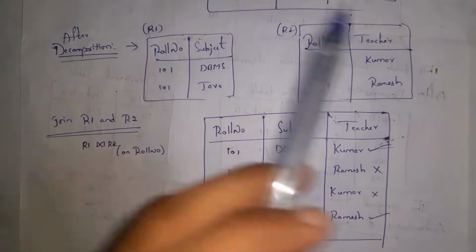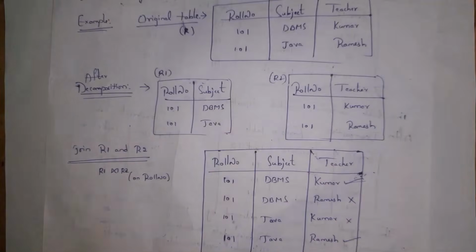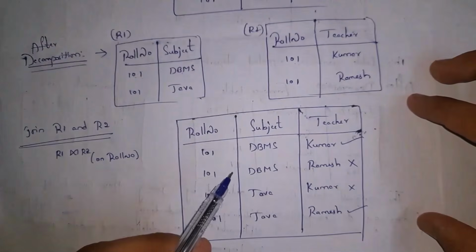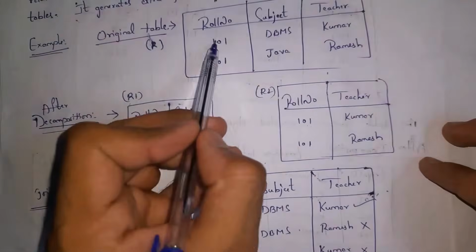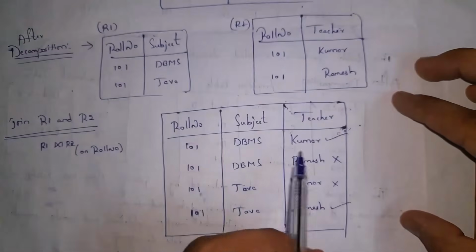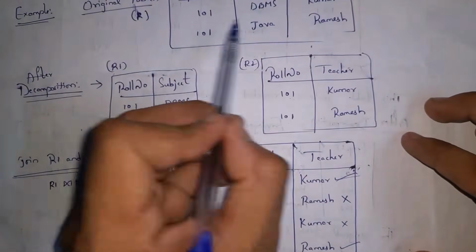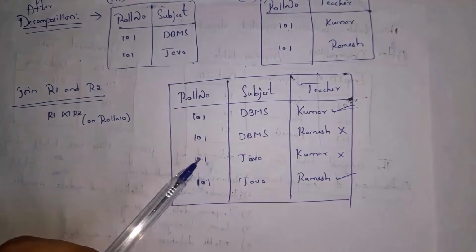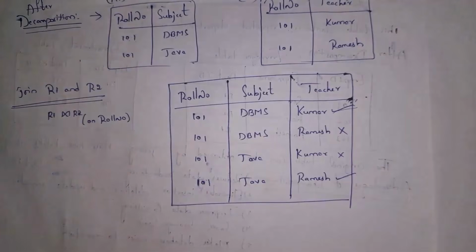So after joining R1 and R2, this is my output. But there is no match between the original table and the table we joined. Actually this is the original table. But if you see this table after reconstruction, which is wrong, here 101 DBMS Kumar is available in this row, and again 101 Java Ramesh is available here, but extra two rows are created by taking false information. This is the meaning of lossy join decomposition.